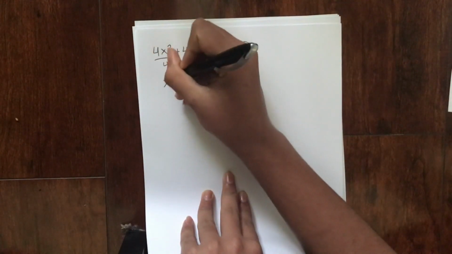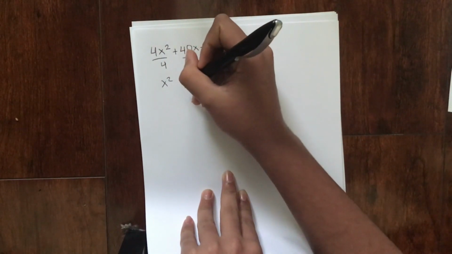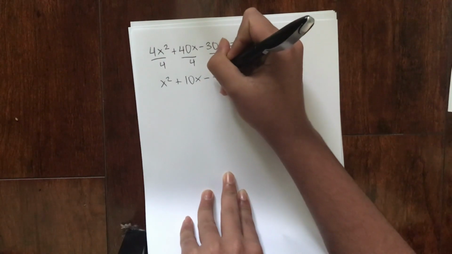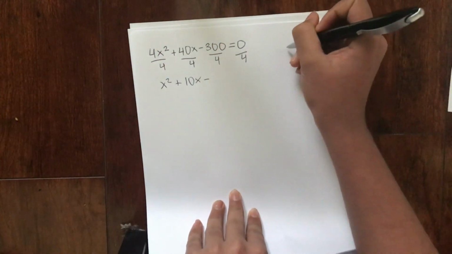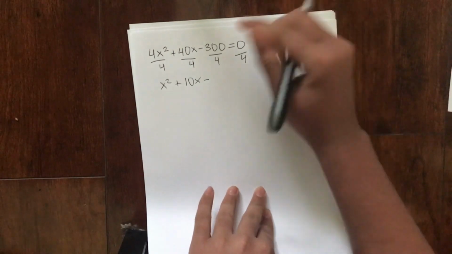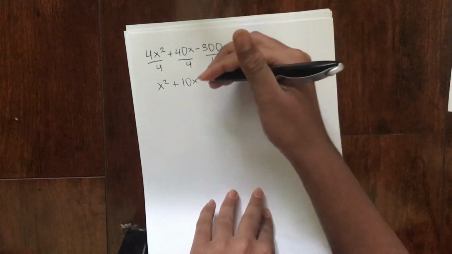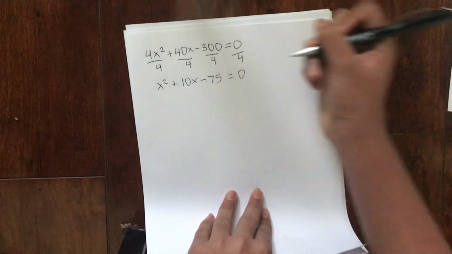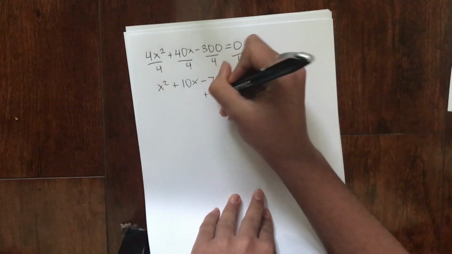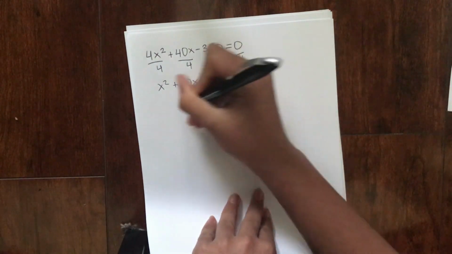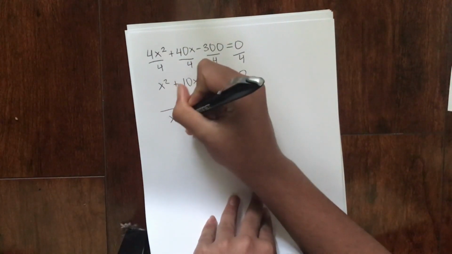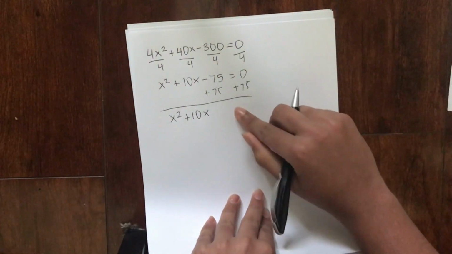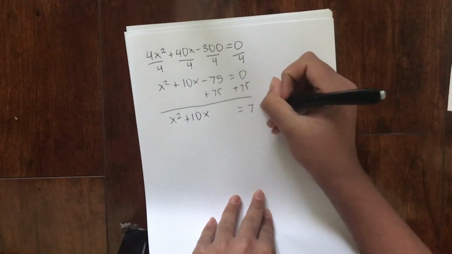Now you get x squared, 40 over 4 is plus 10x, minus, and then 300 over 4, if you push that in a calculator or do long division, is equal to 75, which is equal to 0. So we can add 75 on both sides, and this is where we start to complete the square. So x squared plus 10x is equal to some number, which is 75.